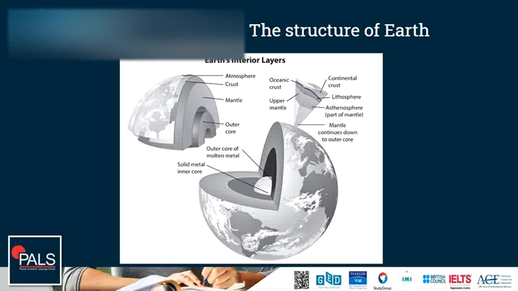So here one more time we see the structure of the different layers. We have the crust, underneath the crust the mantle with the lithosphere and the asthenosphere, both part of the mantle, and the inner and outer core.